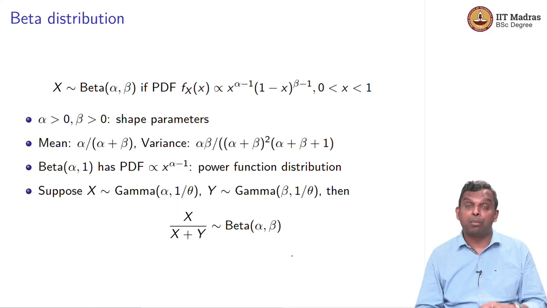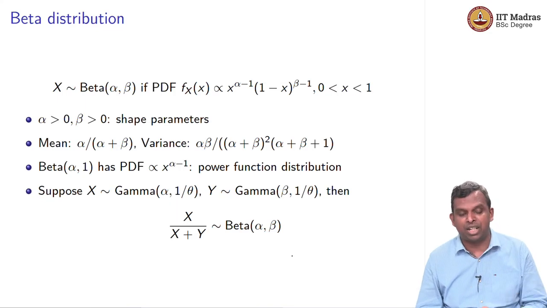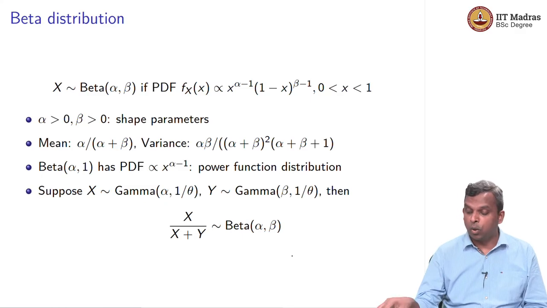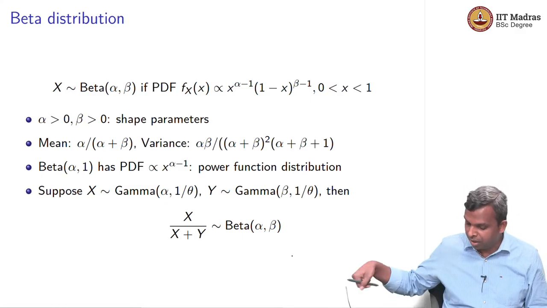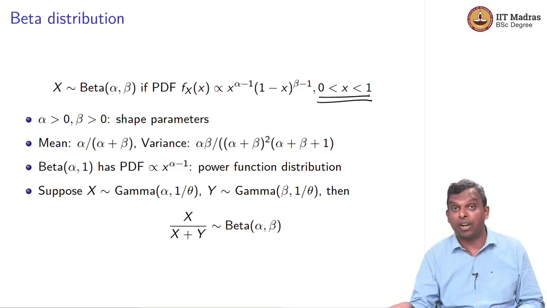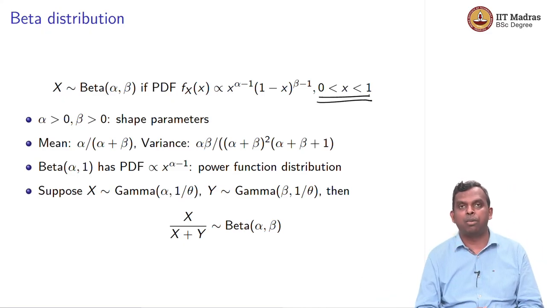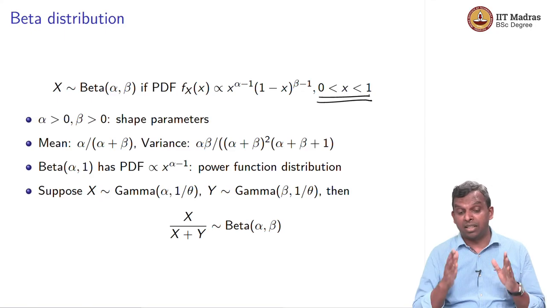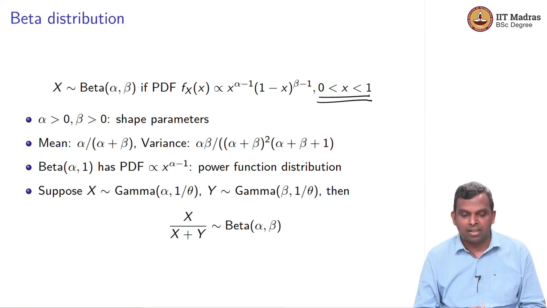The alpha and beta both are called shape parameters. They dictate the shape, and both have to be greater than 0. And notice this, what is very different from the previous distributions we have seen: the beta distribution has finite support. It is sort of like a uniform distribution, it is between 0 and 1. That is interesting, isn't it?